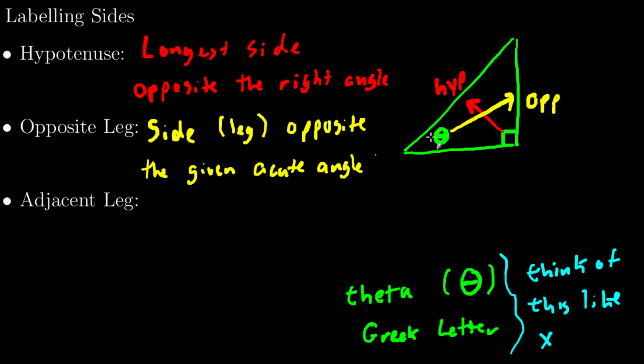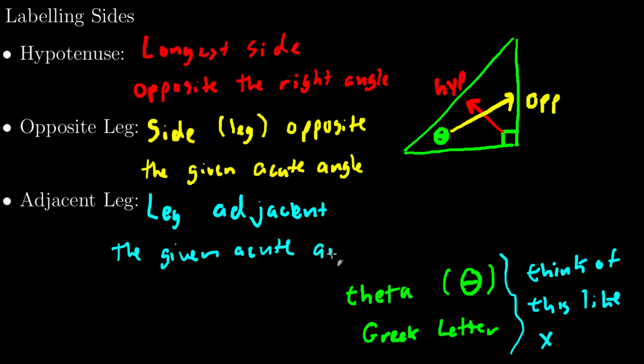All right, adjacent leg. Let me go to a light blue. The adjacent leg is the leg adjacent, and adjacent means next to, the given acute angle. And I can put these in any order. I usually like doing the hypotenuse first.